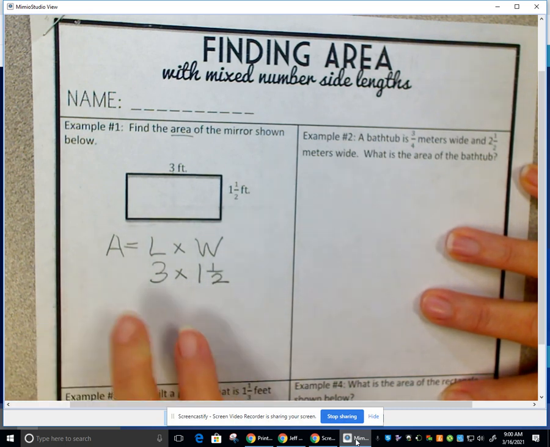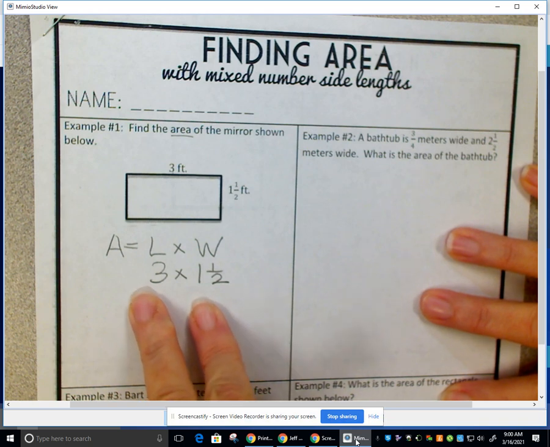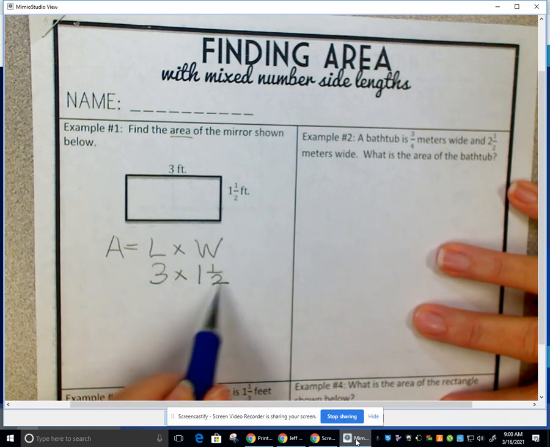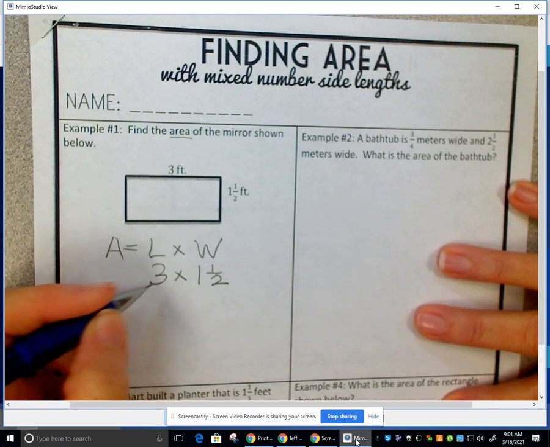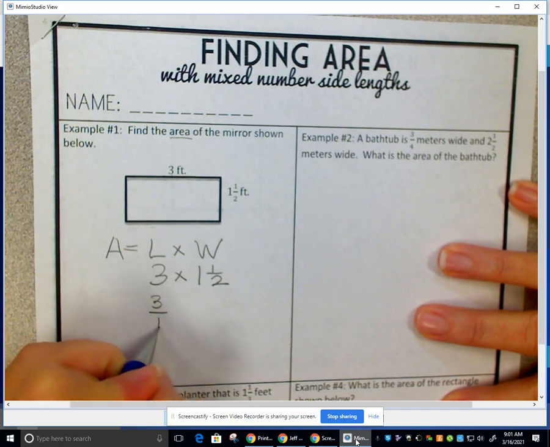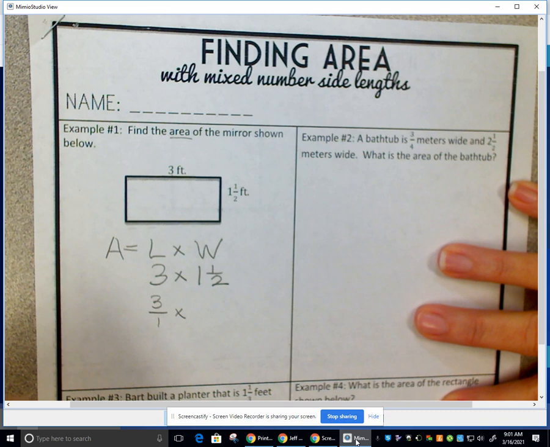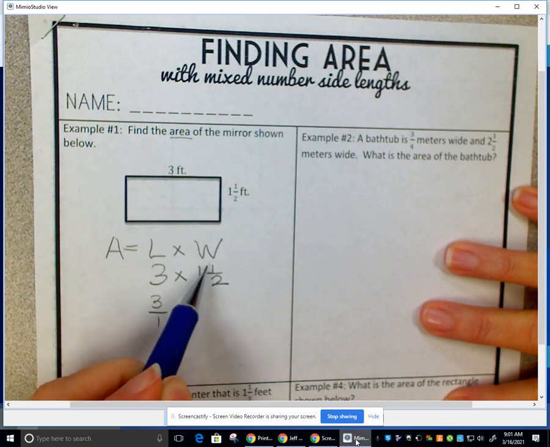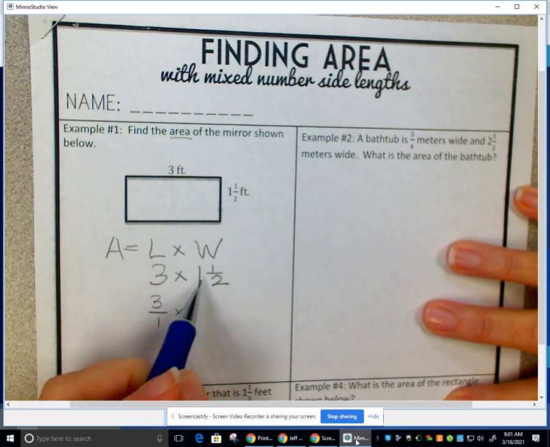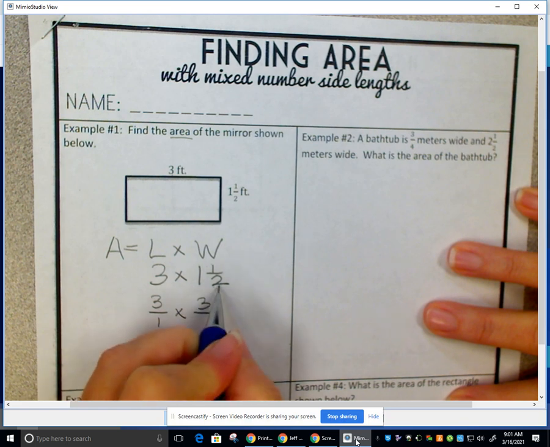Now, I want these to be a fraction with just a numerator and a denominator. I don't want a mixed number. I don't want a whole number. So I've got to change these, and I want just a numerator and a denominator. This is very easy to do. This would be 3 over 1 times, and then remember, if I want to change this mixed number to an improper fraction, I multiply these, add the top, and keep the same denominator. So 1 times 2 is 2, plus 1 is 3, and keep the same denominator.